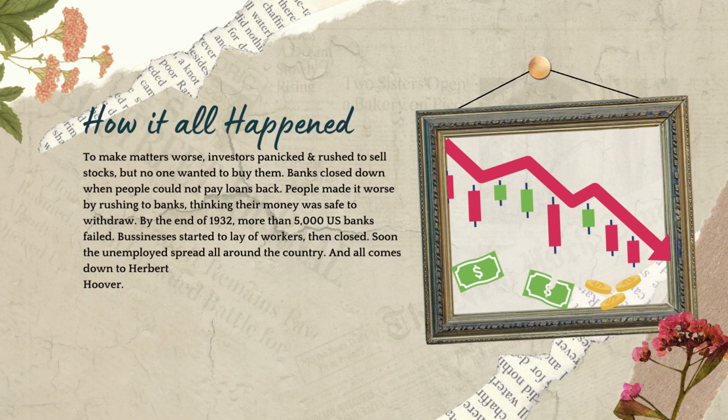To make matters worse, investors panicked and rushed to sell stocks, but no one wanted to buy them. Banks closed down when people could not pay loans back. People made it worse by rushing to banks thinking their money was safe to withdraw. By the end of 1932, more than 5,000 U.S. banks failed. Businesses started to lay off workers, then closed. Soon the unemployment spread all around the country, and it all comes down to Herbert Hoover.